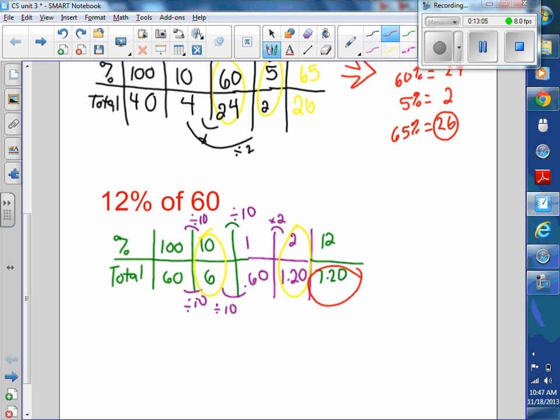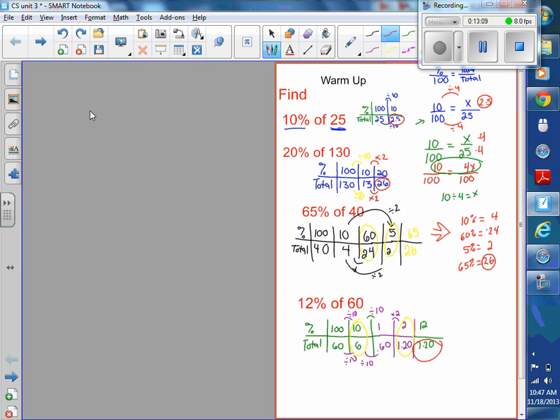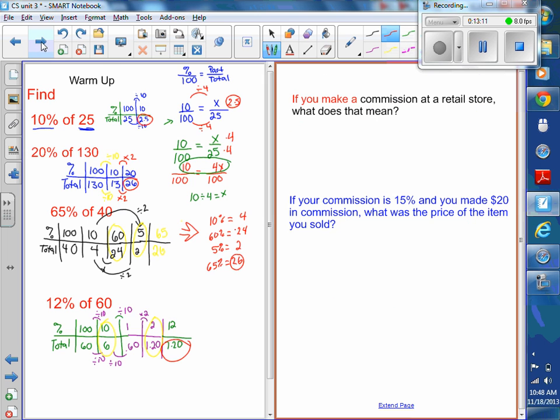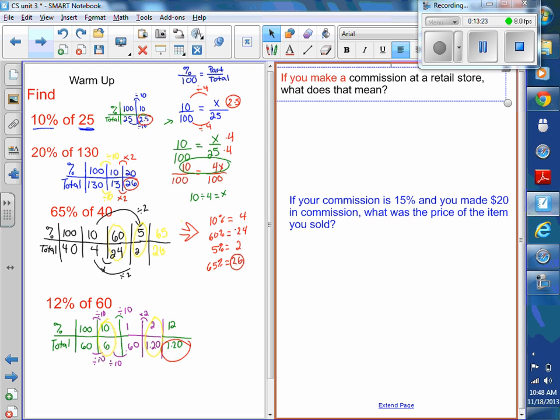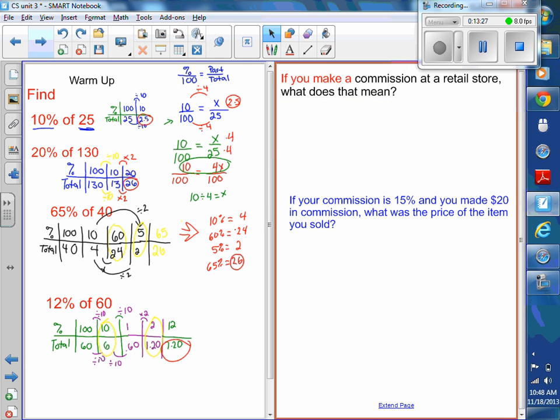Okay, so this is just a couple questions for you guys. If you make a commission at a retail store, like if you have a job, do you know what that means? No, okay. Because in the reading, there's vocabulary. One of the newer vocabulary words is commission.